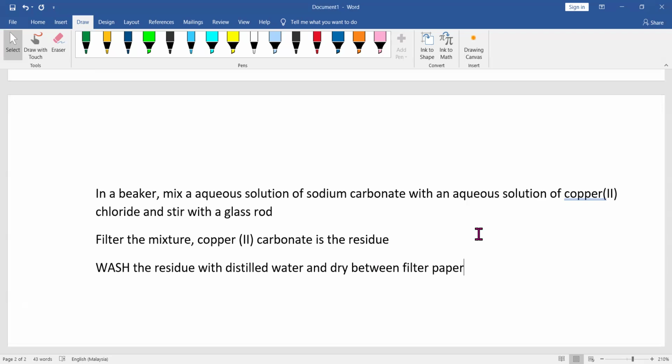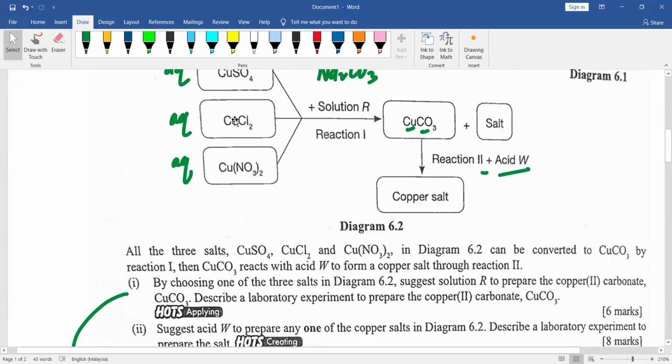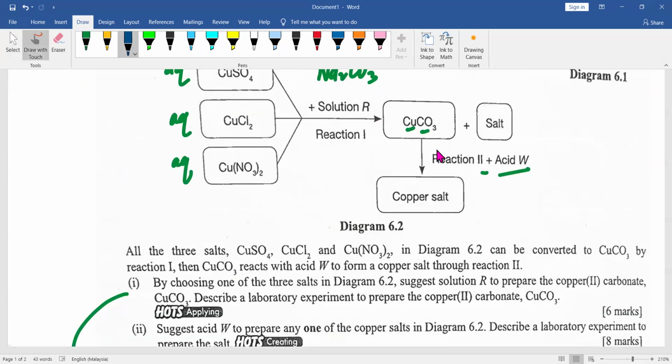Now, the second one suggests acid W. Okay, so basically, now you have copper carbonate. If you react it with hydrochloric acid, then you get copper chloride. If you react it with nitric acid, then you get copper nitrate. If you react it with sulfuric acid, you get copper sulfate. See what you want to do. Understand or not?